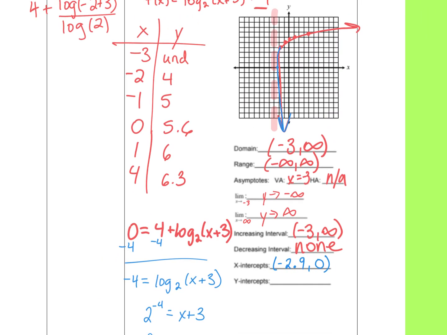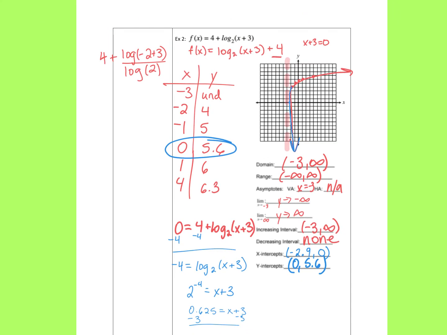Good job, Mrs. Bellman. Thank you. Y-intercept. Yep, that one's in my table. 0.5.6. Good job. You guys did good too. There are a lot. We're not going to do all of them. Okay.